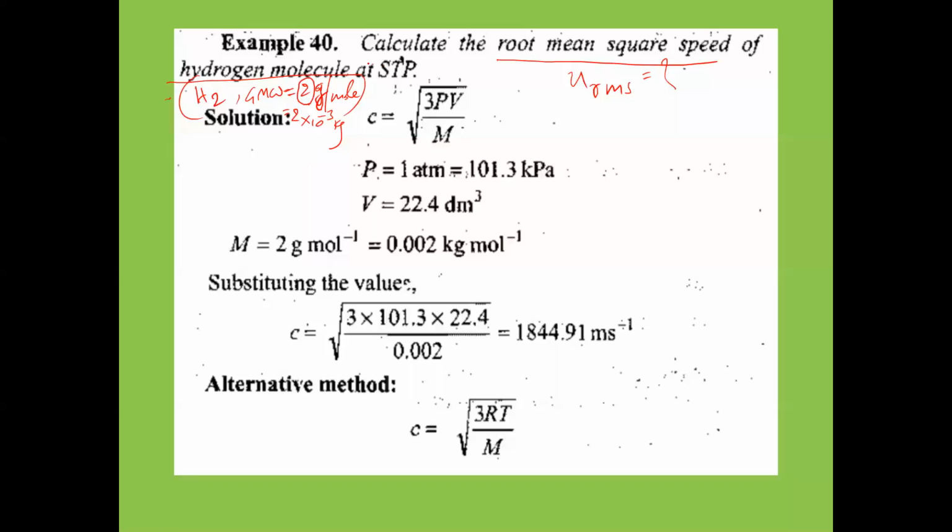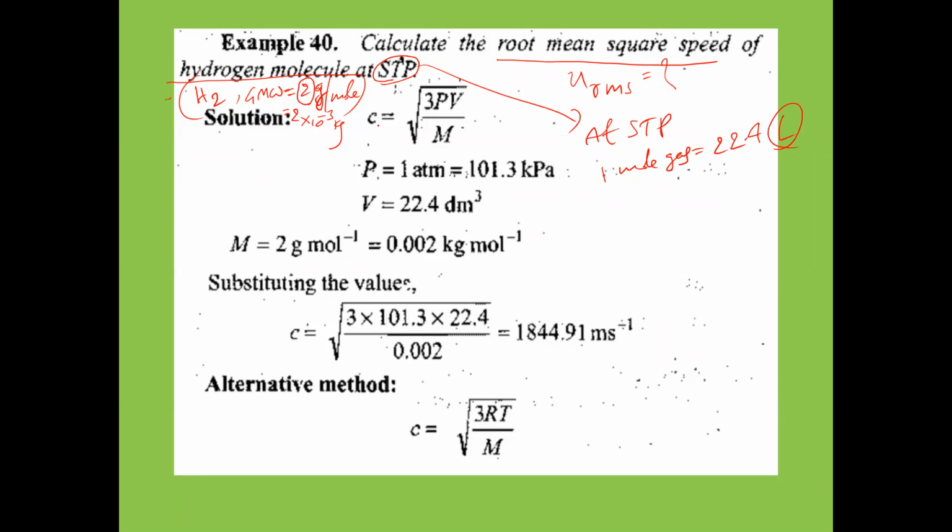Then STP is mentioned here. STP means what is the temperature? 273 Kelvin. And at STP, 1 mole of any gas is equal to how many liters? 22.4 liters. This one we always have to recall whenever STP is mentioned.